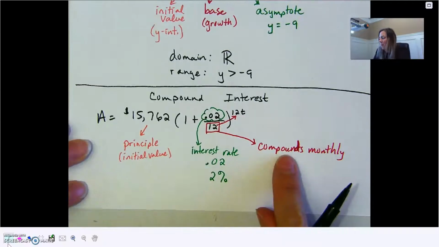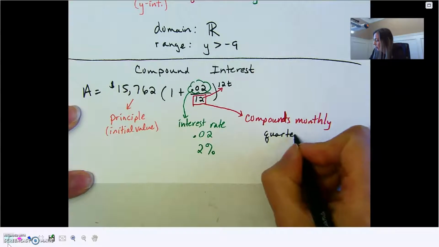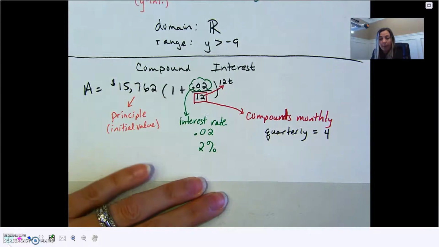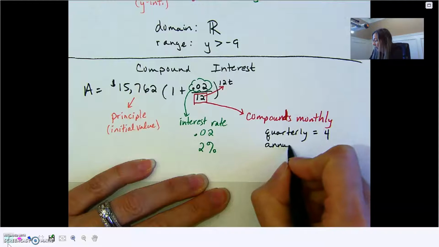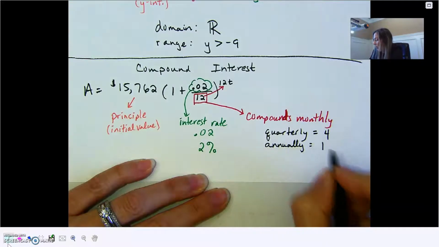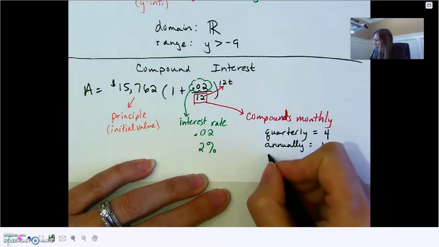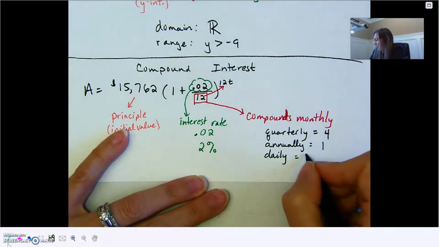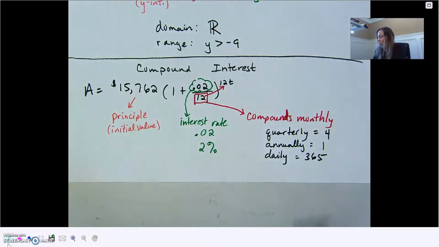Other types of compounding that you need to be familiar with would be quarterly. If you were compounding quarterly, then this denominator would be a 4, right? 4 quarters. If you were compounding annually, that means it just happens once a year. So that denominator would be a 1. What else might there be? You could see daily. If you compounded daily, how many days are in a year? 365. So that denominator could change based on the wording. All right, so that's your compound interest formula.